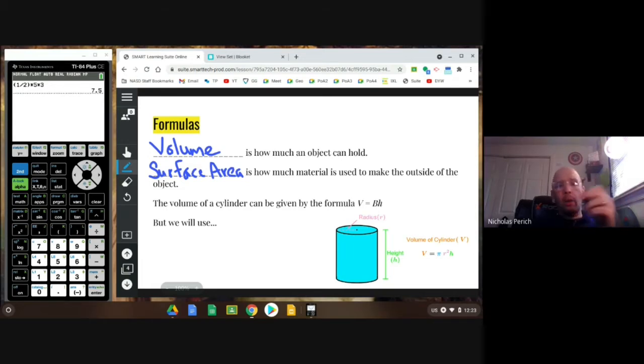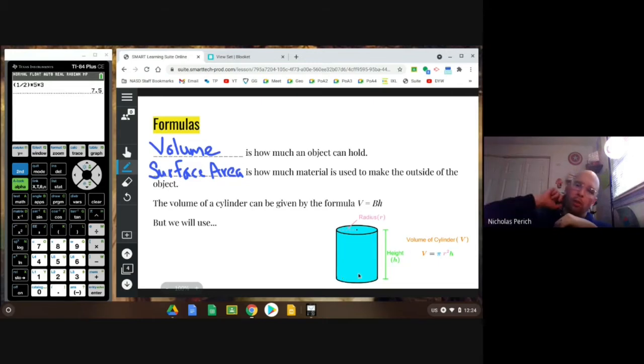We are not going to worry about finding surface area, not in this chapter, not this year. Surface area, that's old stuff. That's 7th grade, that's 6th grade stuff. We care about volume. The volume of a cylinder can be given by the formula V equals BH.